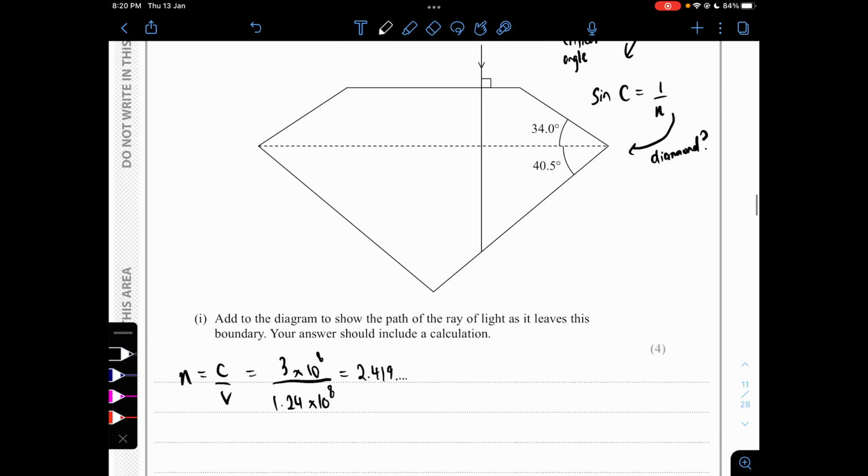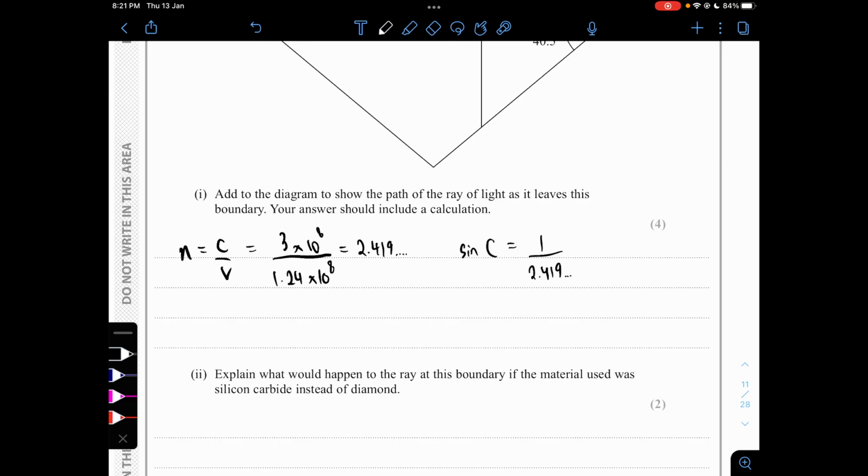So now we can go back to this formula over here, sine c equals 1 over n. So let's apply it. So it'll be sine c equals 1 over 2.419. Alright, let's find out what c is then. C is the inverse sine of 1 over 2.419, and this would give us 24.4 degrees. Okay, what do we do with this?